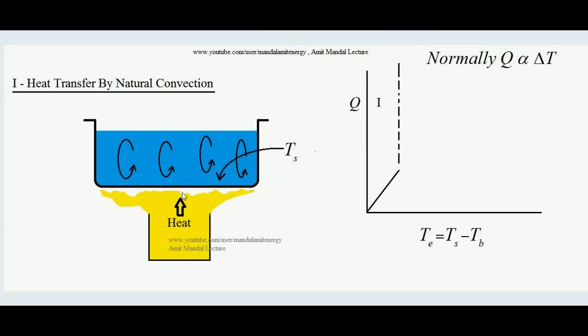Actually, what is happening when heat is transferred from the surface of this container to the liquid is that the liquid is gaining heat. The liquid which is in immediate contact with this surface gets the heat and its temperature rises. Only that liquid which is in immediate contact will rise in temperature to a higher degree compared to the liquid which is far away from the surface. So due to this, the density of the liquid which is in immediate contact with this surface will decrease.